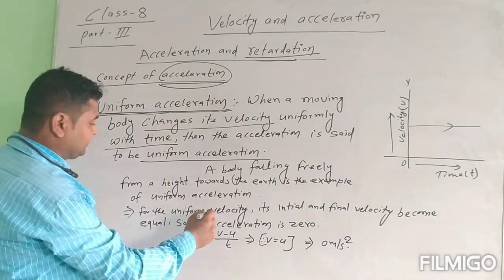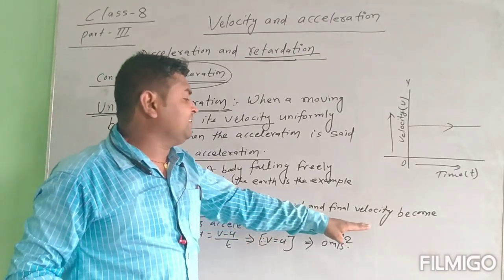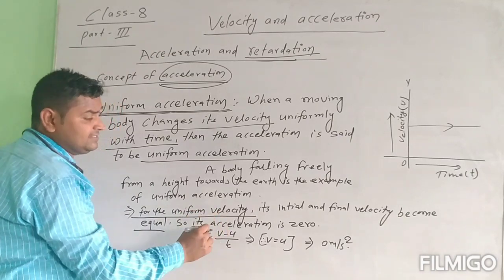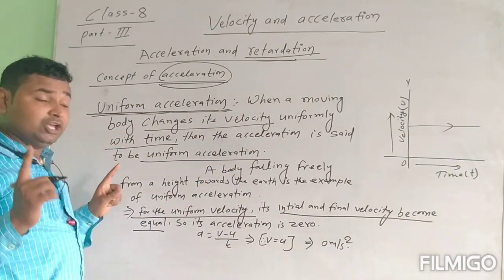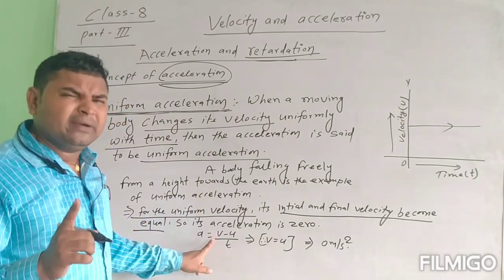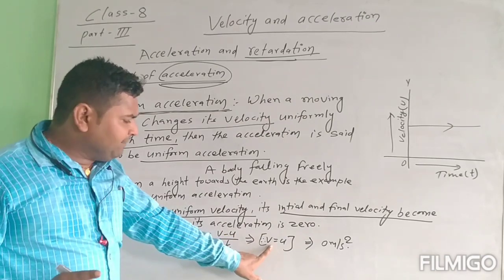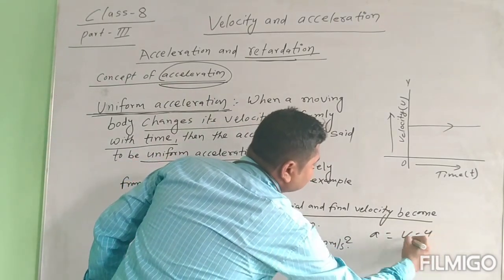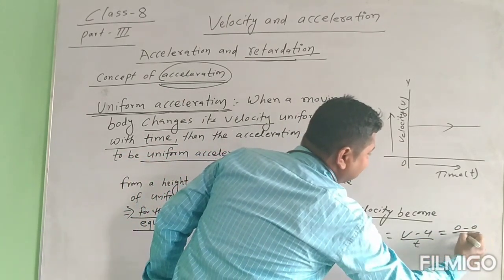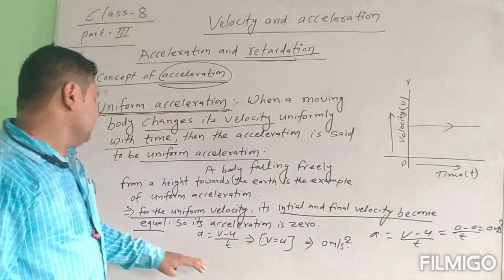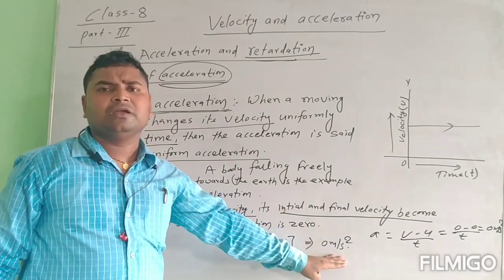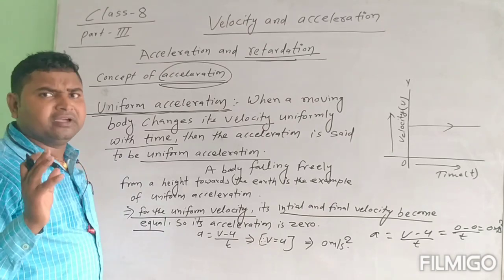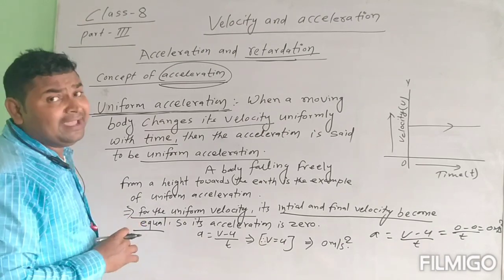For uniform velocity, the initial velocity and the final velocity become equal. Acceleration is equal to v minus u by t. When v is equal to u, a is equal to v minus u by t, which is 0 by t, meaning 0 meter per second square. So when a body is moving with uniform velocity, its acceleration is always 0.